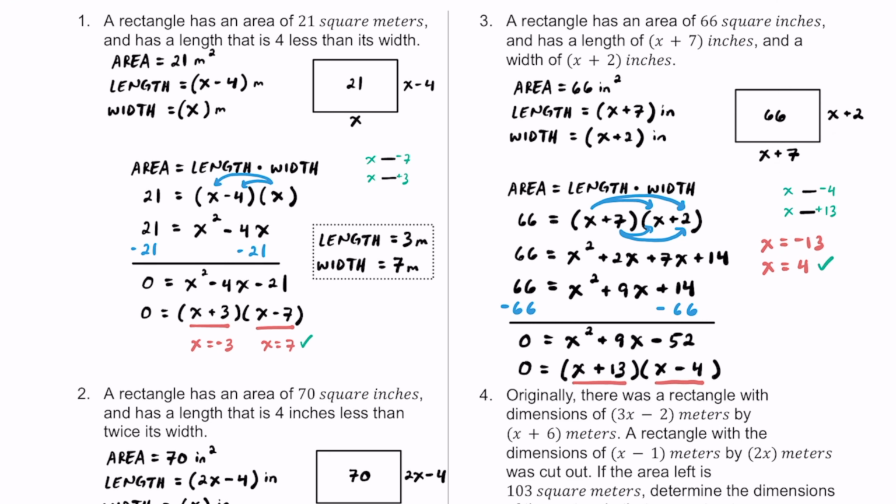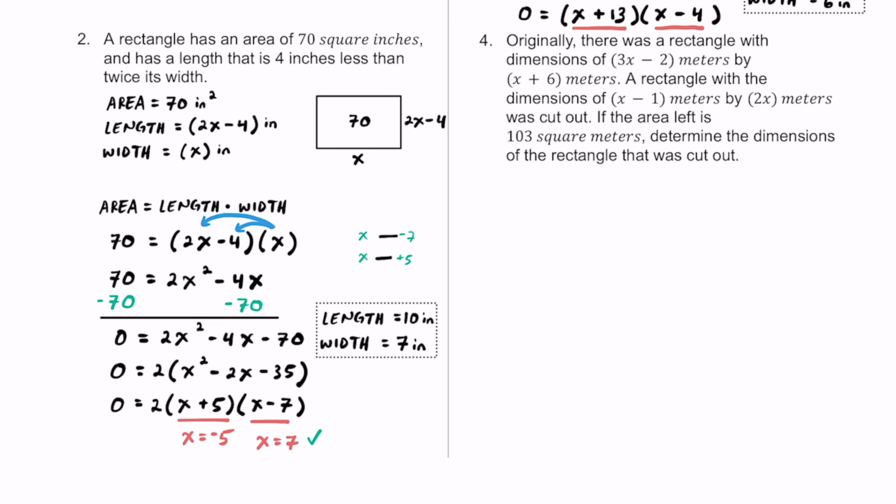And that helps us get our actual dimensions. Substituting this 4 in for the length, 4 plus 7 we just said was 11, so I'm going to go ahead and write 11 inches. And then if we take that 4 and substitute it in over here, 4 plus 2 is 6, so the width here is going to be 6 inches. These would be the dimensions for this given rectangle. Let's check out number 4.